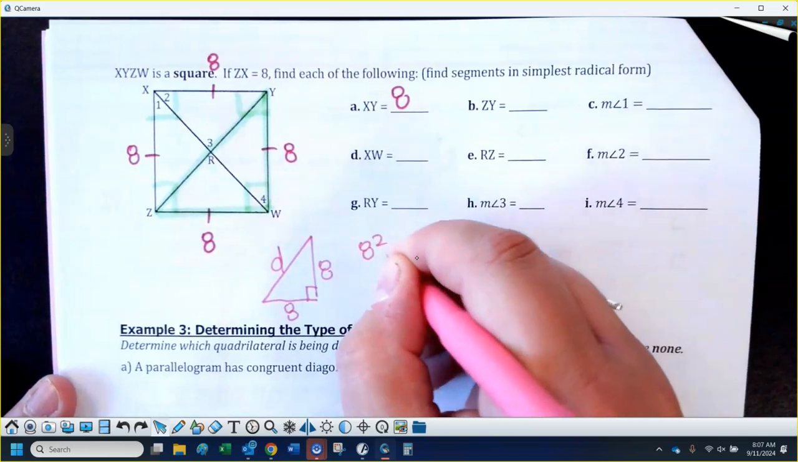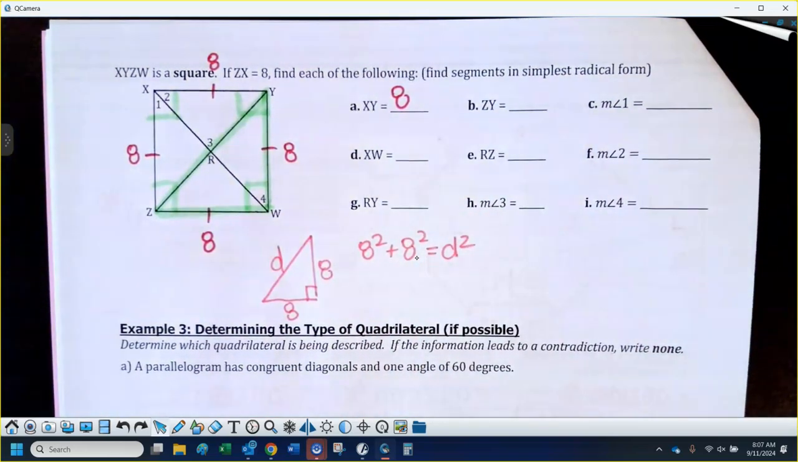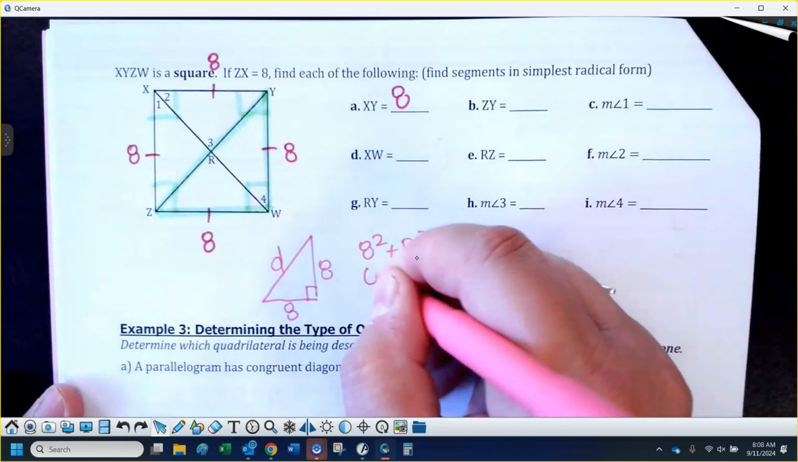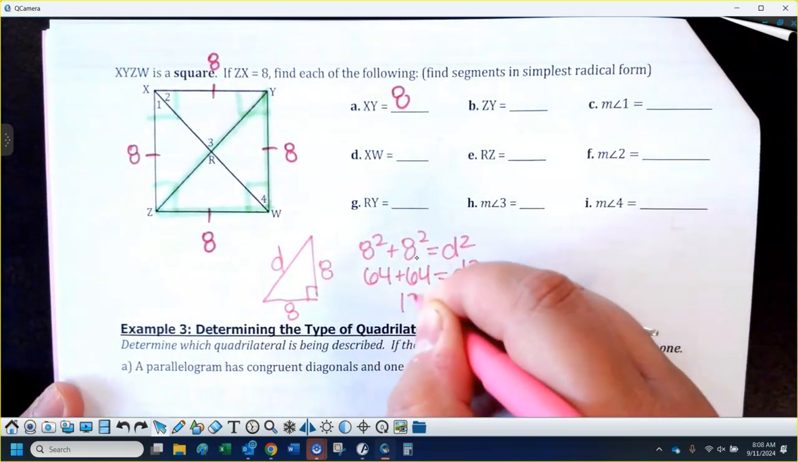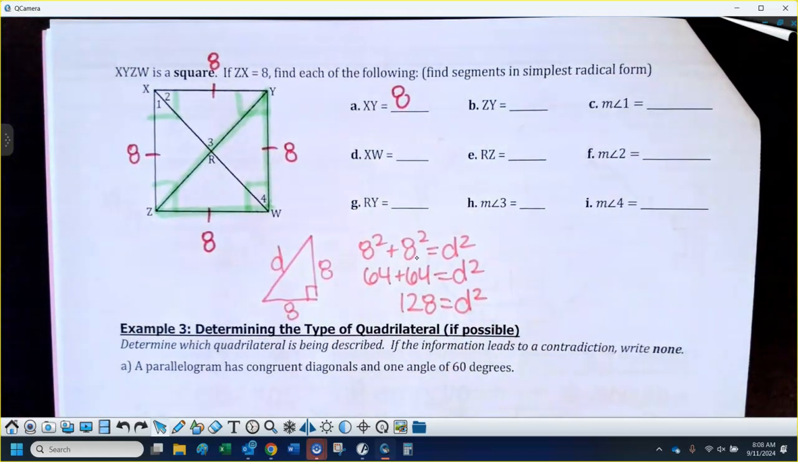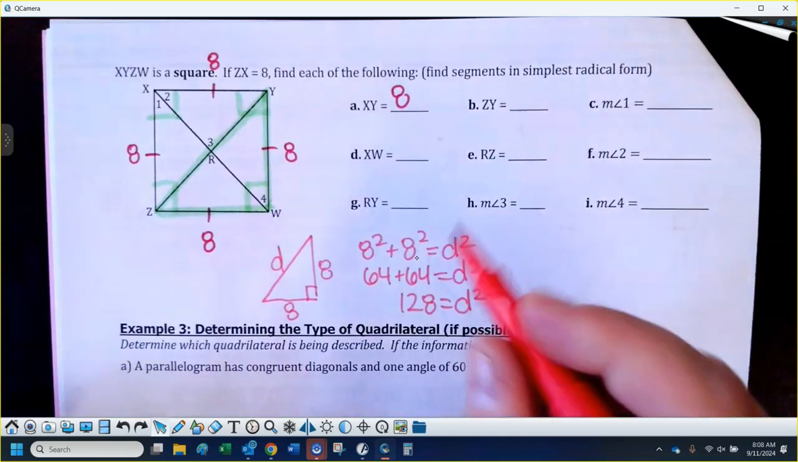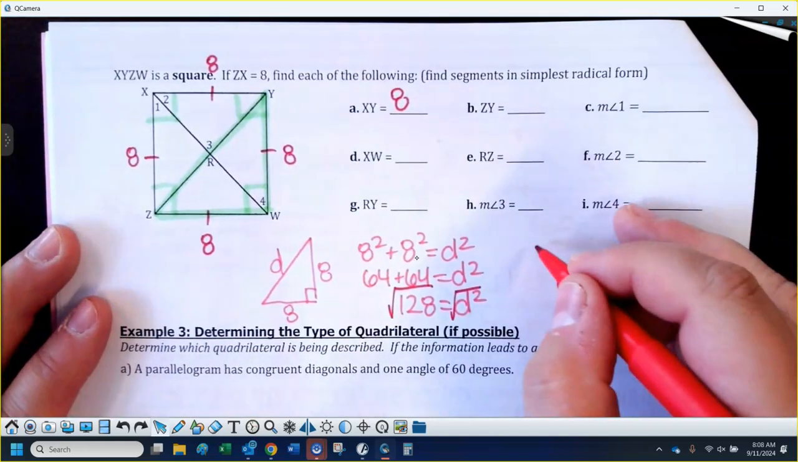Alright, so I'm going to do 8 squared plus 8 squared. The diagonal will always be the hypotenuse because it's across from the right angle, so it's by itself when you set up that lovely Pythagorean theorem. This is going to be 64 and 64, which is 128. And these questions are going to ask you to leave your answer in radical form. So this is not a perfect square like it was on the last question.